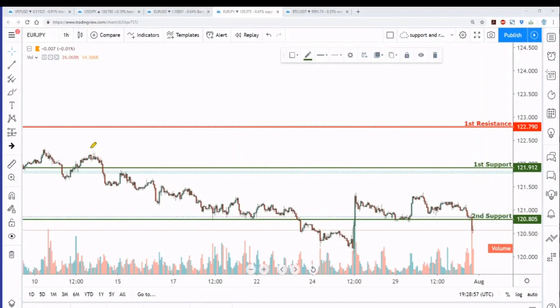Another way is with the Fibonacci retracement tool. Another way, like I said, is with pivot points. Pivot points are mathematical calculations based on the high and the low, and then they can be drawn onto your charts.